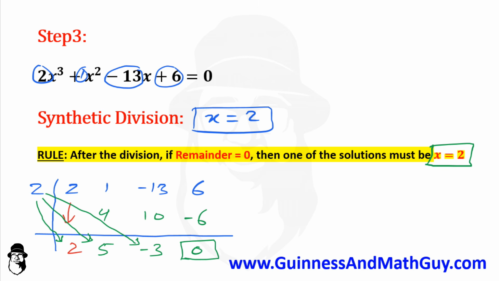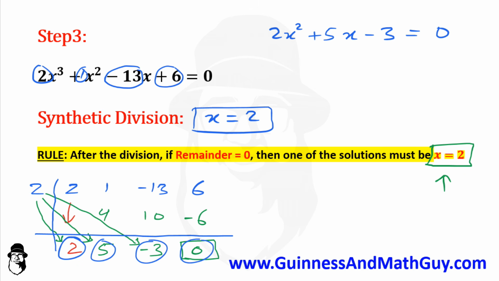Now that one of the answers is x equals 2, next we take these values, 2, 5, minus 3 and 0, and put them in a quadratic equation. So 2x squared plus 5x minus 3 is equal to 0. That is a quadratic equation, and we know how to solve a quadratic equation. Let's do it by factoring.